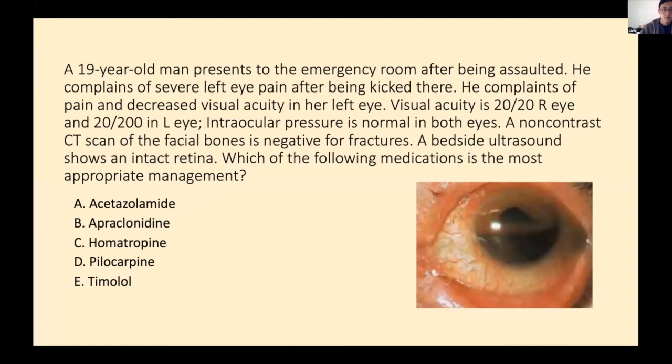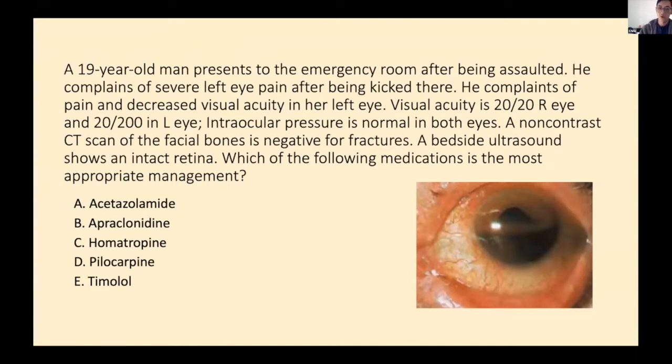Third question. So a 19-year-old male presents to the emergency room after being assaulted. He complains of severe left eye pain after being kicked there. He complains of pain and decreased visual acuity in the left eye. Visual acuity is 20/20 in the right and 20/200 in the left.